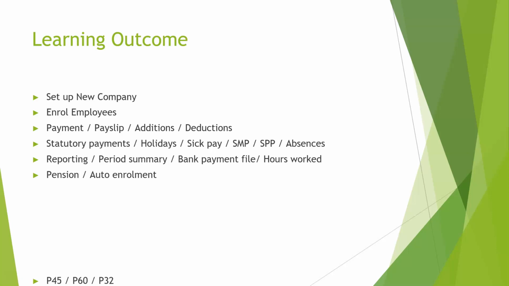The next section is issuing a P45 when an employee decides to leave the company, issuing a P60, which is the year-end summary of income for the employees and how to generate that, and the P32, how we calculate the tax and the national insurance for HMRC that you pay every month. All of this we're going to see in that section. Every single report will be generated separately, and we're going to see how you can do that.